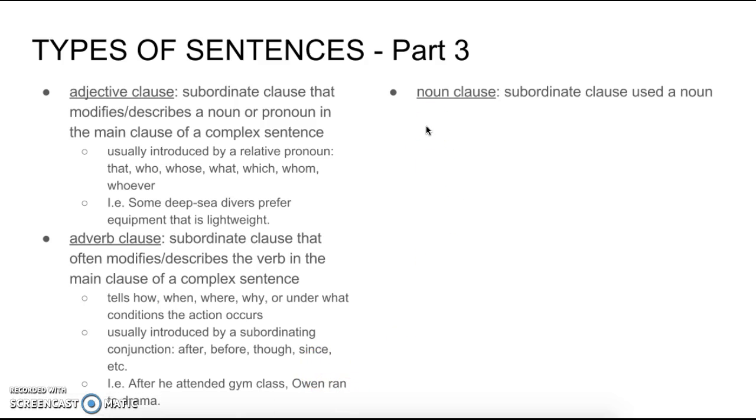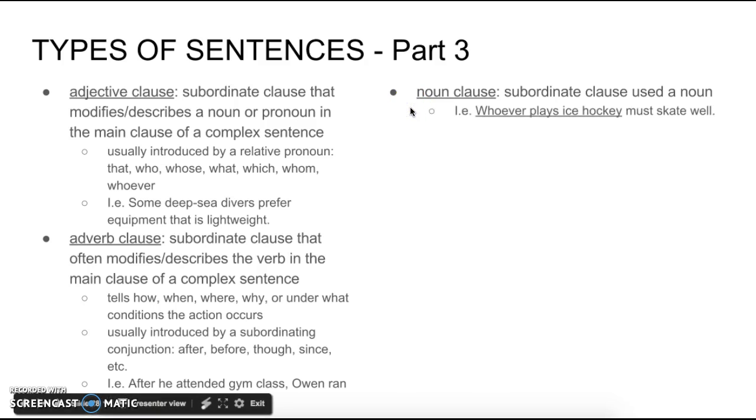All right, noun clause. Subordinate clause used as a noun. For example, whoever plays ice hockey must skate well. They replace the subject of a sentence.